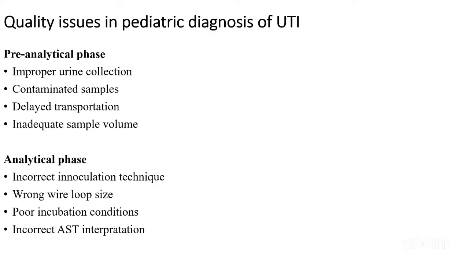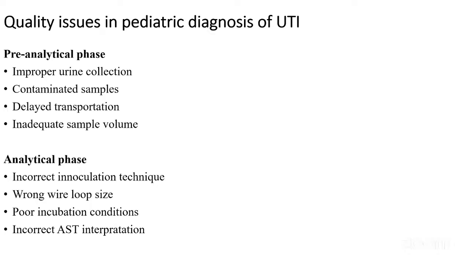Maybe you do not heat the loop until it is sterile, because you should heat that loop before inoculating until it is hot. And also inoculate the urine in the culture media in the standard way that we are supposed to inoculate. Then the other quality issue in the analytical phase is the use of the wrong wire loop size. The wire loop that should be used in the lab for urine inoculation is the calibrated loop. There is a specific loop for urine cultures.